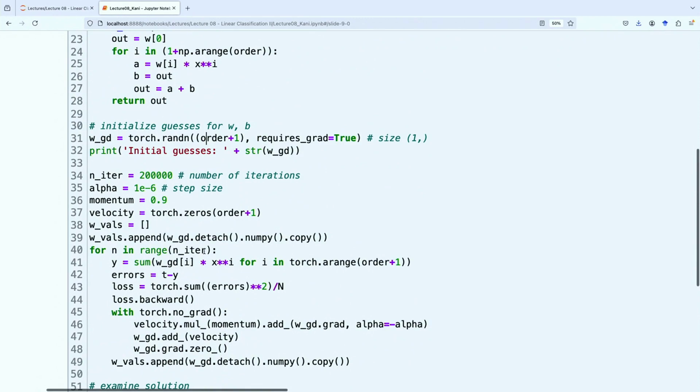And then we do the same thing that we did before. We calculate y, which is simply the sum of the weight times x to the i for all i from 0 to order. And then we calculate the error between the predicted value and the actual target value, which is our synthetic data. And we calculate the squared loss.